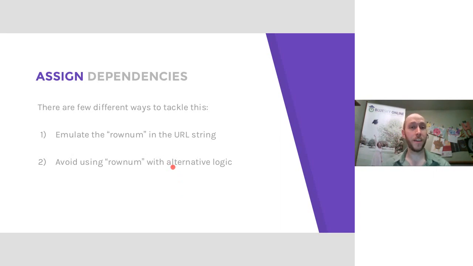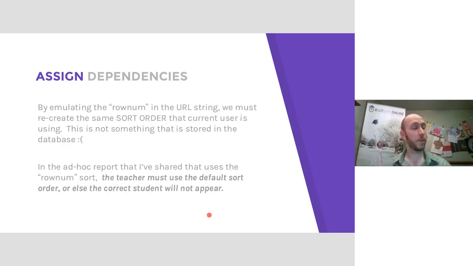So there's a few different ways you could work with this. Either you could emulate that sort that rownum is using, or you could avoid using it entirely, work around it by using some alternative logic. So what's the difference of doing that? When you're emulating the rownum sort, you have to recreate that sort order, and that's kind of tricky, and then there's other dependencies, like you can't allow your teaching faculty to sort that page, otherwise there's unintended consequences that can be bad, and you grade the wrong person or something that's not so good.